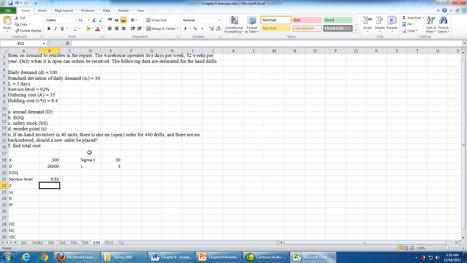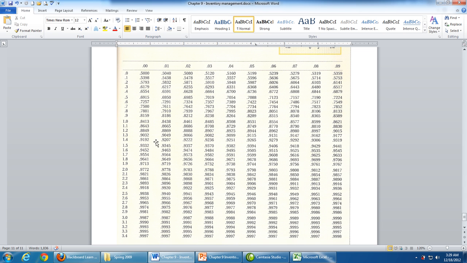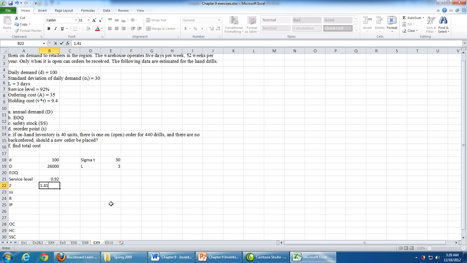At 0.92 we have to find out the z value. It's about 1.41. Okay, we have a set of costs. Sometimes I use A, sometimes I use S. A means administrative cost. Reorder point also, sometimes I use R, sometimes I use small s. So setup cost is 35. H is 9.4. Now your Q is square root of 2 times D times S divided by H.